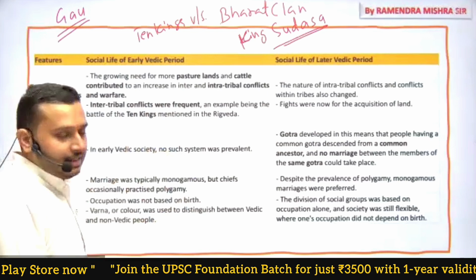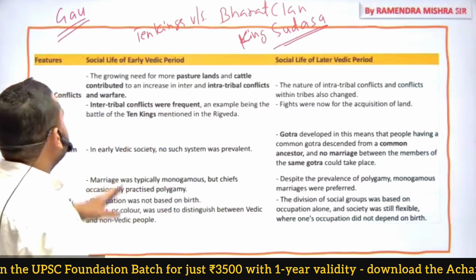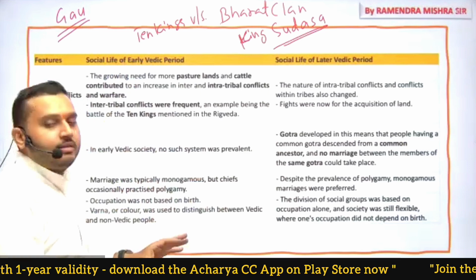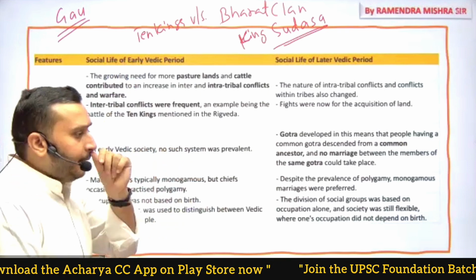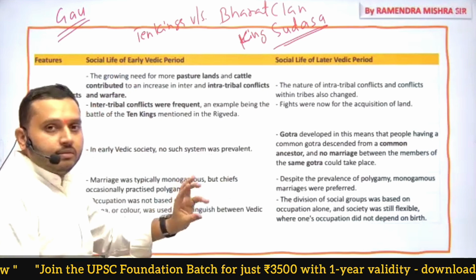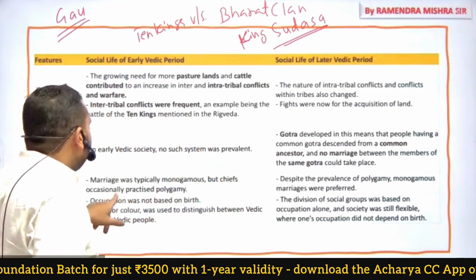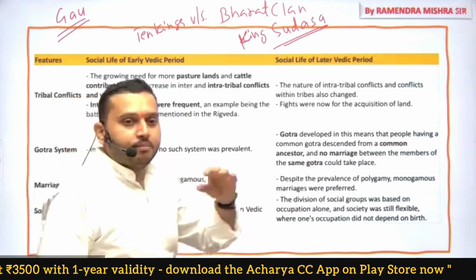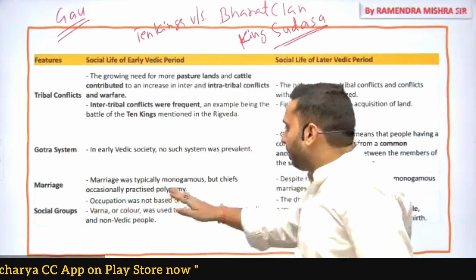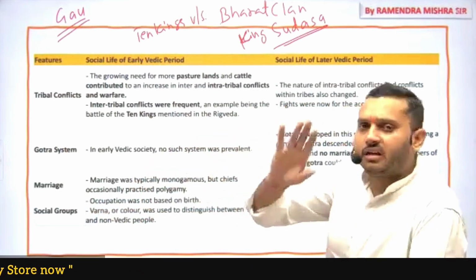Then what about marriages? How did they make marriages? In the early Vedic period, marriage was typically monogamous. That means generally people had only a single wife. Some prominent people or chiefs practiced polygamy, that means more than one wife. But generally, the normal practice was monogamous, a single wife.